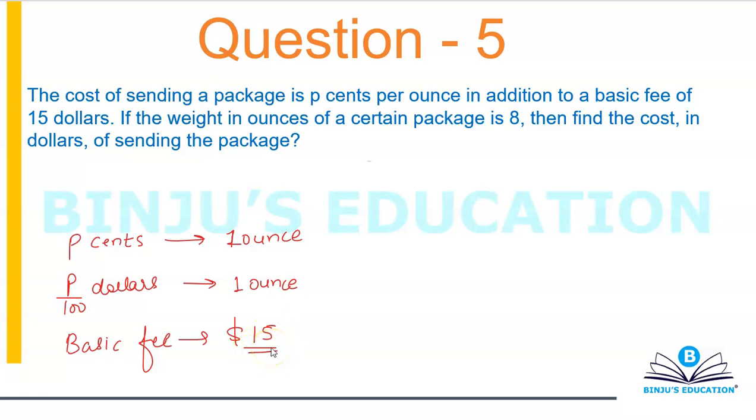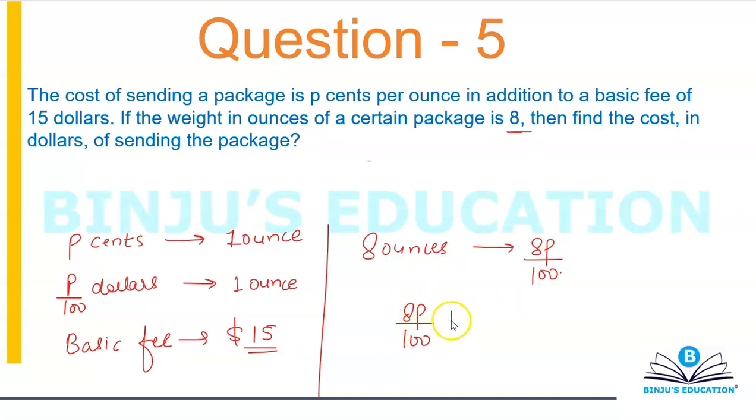Okay, if the weight in ounces of a certain package is 8, that means according to weight, for 8 ounces you will have to pay 8p by $100, because for 1 ounce it was p by 100. So for 8 it's going to be 8p by 100. Find the total cost in dollars of sending the package. So this will simply become 8p by 100 plus 15, and that's your final answer.